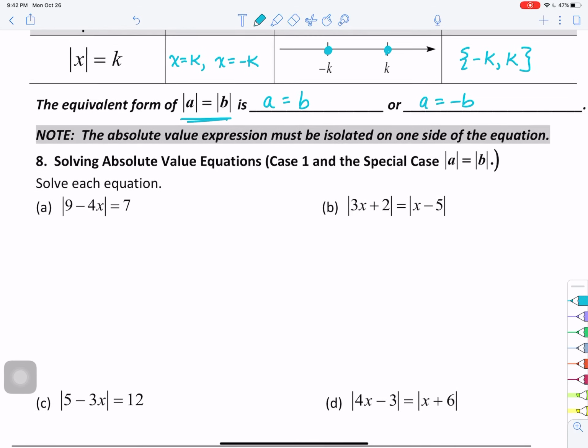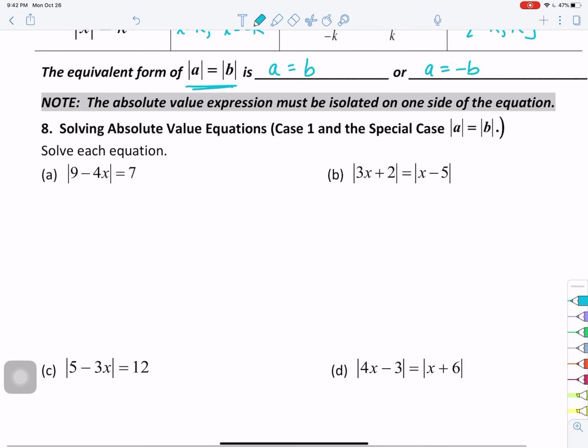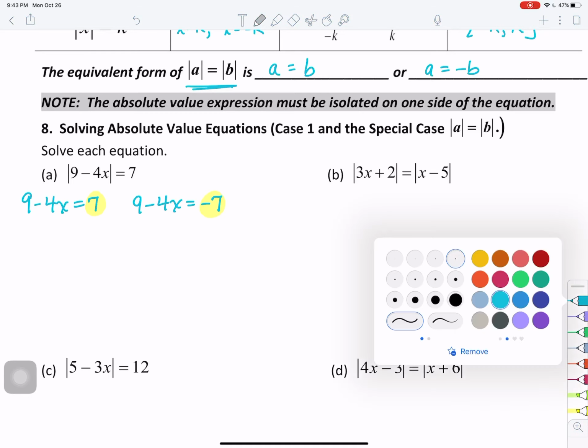Okay. Let's give this a try. The absolute value of 9 minus 4x is equal to 7. We just said that that would be 9 minus 4x equal to 7, and also 9 minus 4x equal to the opposite of 7. So we will have an equation with 7 and negative 7 in it. That's when we can take these absolute values off. We are allowed to take these absolute values off when we let that equation equal 7 and also negative 7. Okay? And now we just solve both of those.